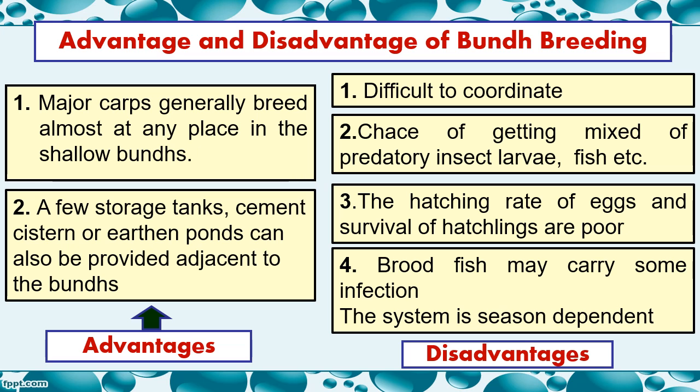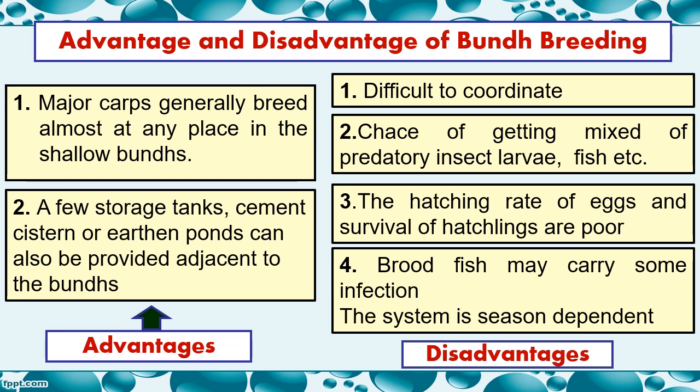Thirdly, the hatching rate of eggs and survival of the hatchlings are poor. As we know, the fertilization in fish is external fertilization, and in bunds there is a vast low-lying area. In the vast low-lying area it is very difficult to mix each and every egg with the milt released by the males, so most of the eggs remain unfertilized.